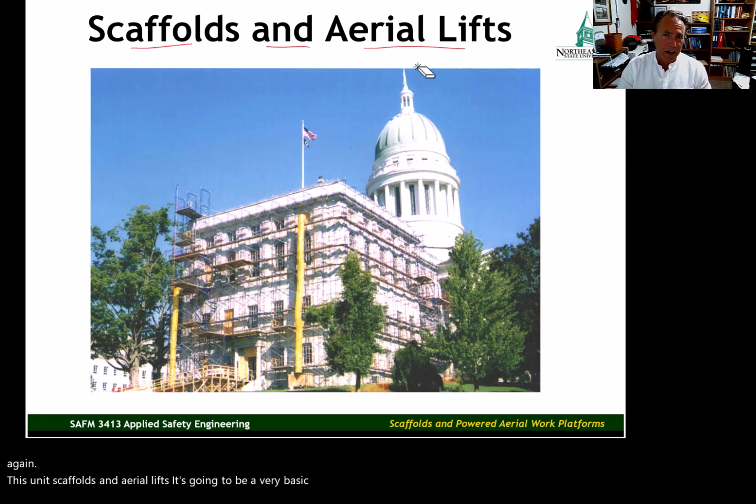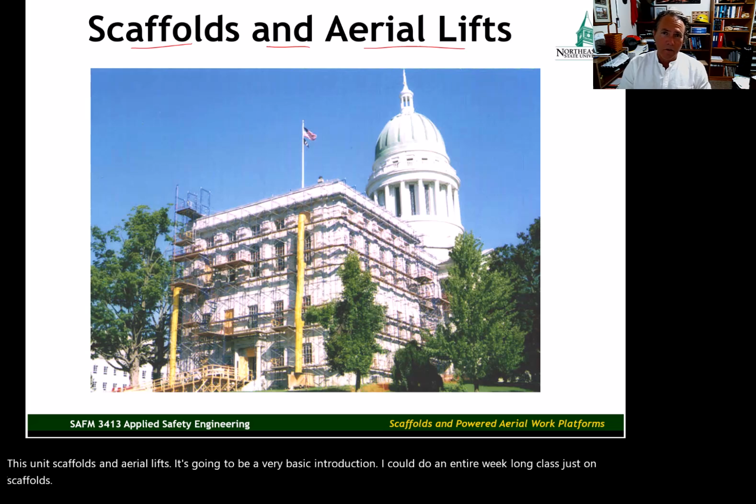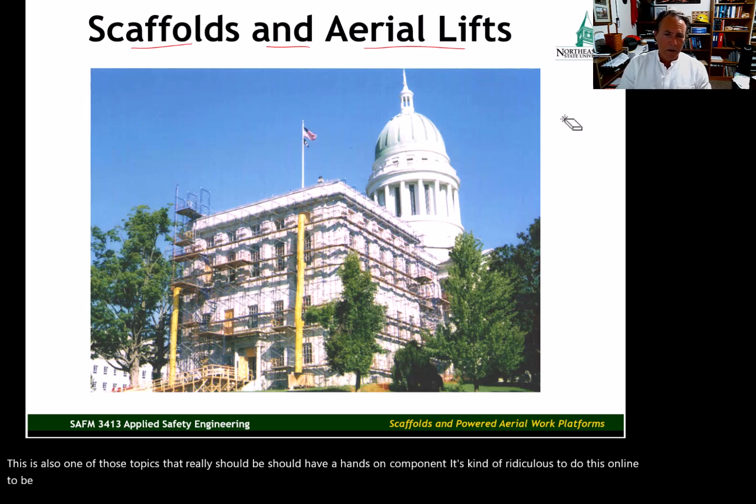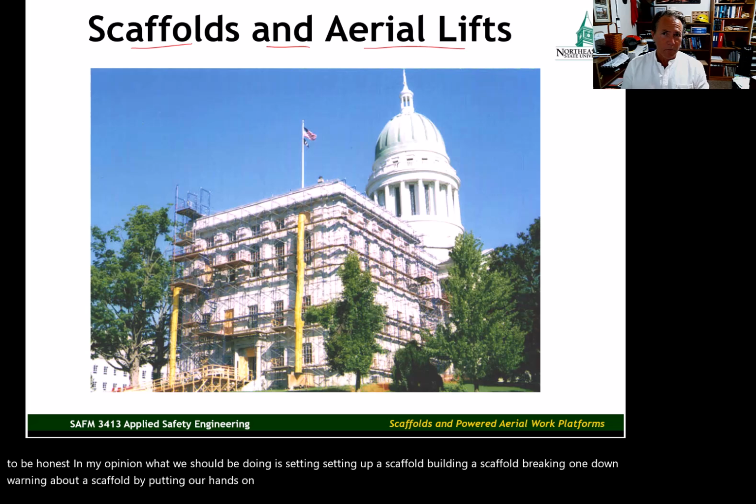I could do an entire week-long class just on scaffolds. This is also one of those topics that really should have a hands-on component. It's kind of ridiculous to do this online, to be honest, in my opinion. What we should be doing is setting up a scaffold, building a scaffold, breaking one down, learning about a scaffold by putting our hands on the scaffold. Same thing with aerial lifts. It's hard to do that online. Haven't figured that out yet.